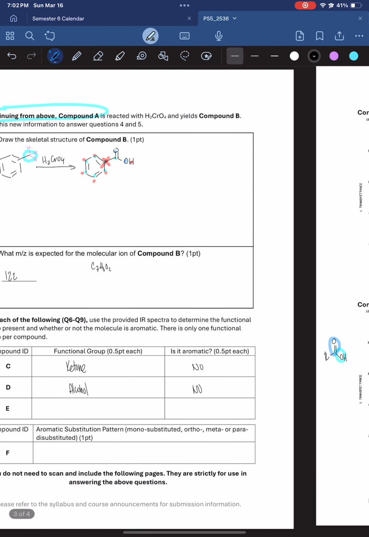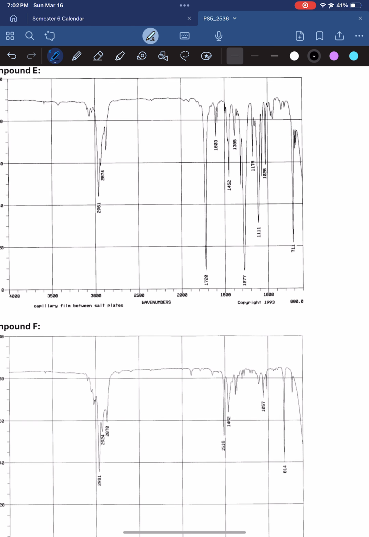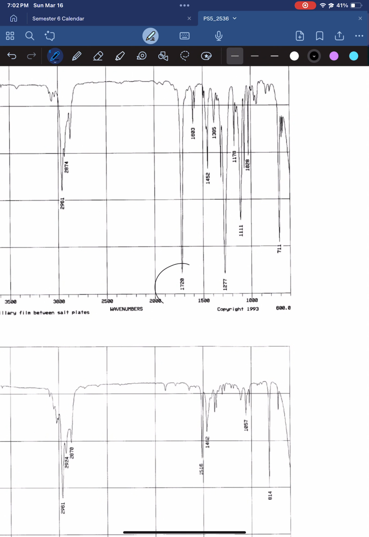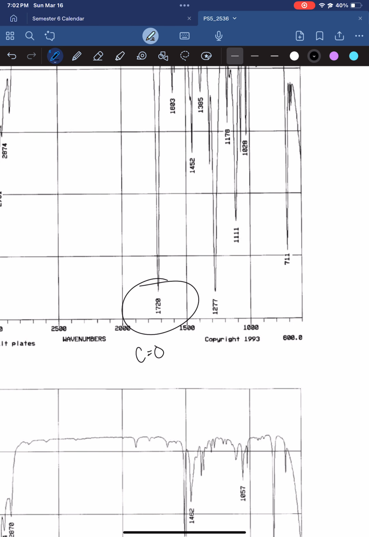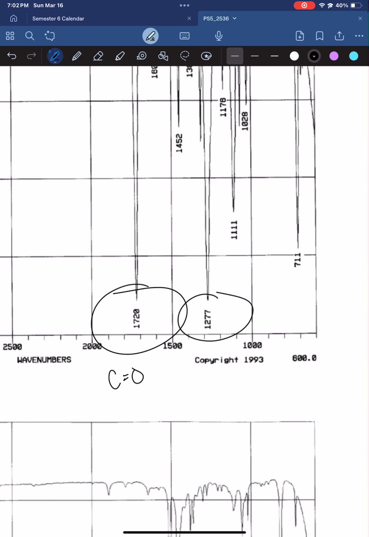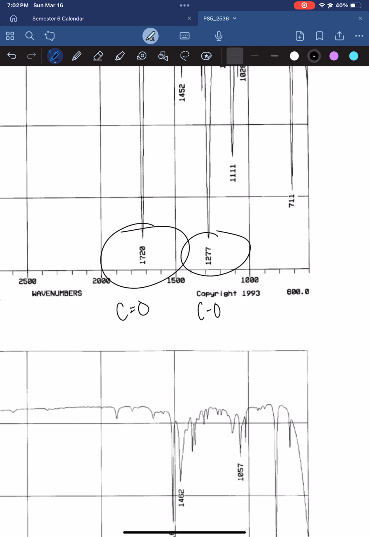Okay, lastly, we have compound E. I guess not lastly, but compound E. Immediately, what jumps out at me is this massive C double bond O. So we're likely to be working with a ketone or aldehyde or whatever it may be. So next up, do we have a C single bond O stretch? What else jumps at me? I would say this peak right here at 1277 jumps out at me pretty intensely, and this is indicative of a C single bond O stretch.